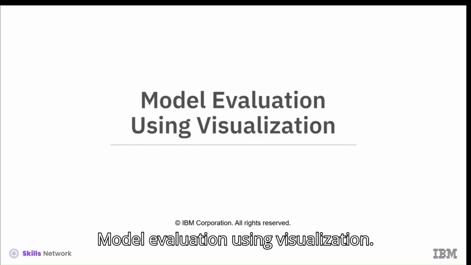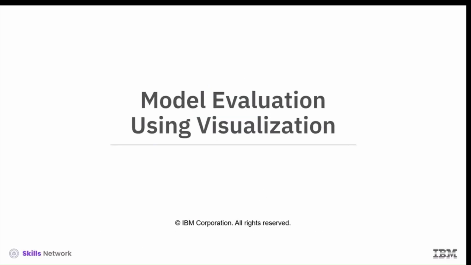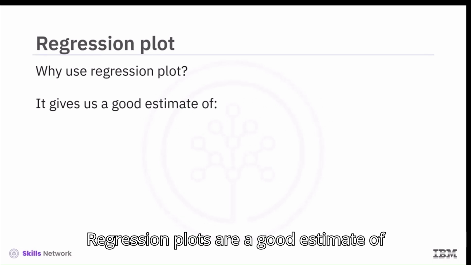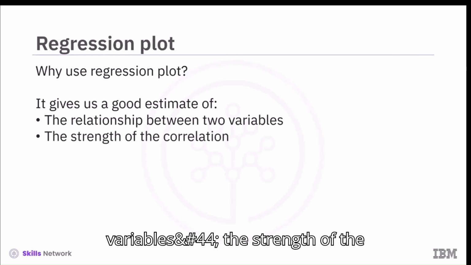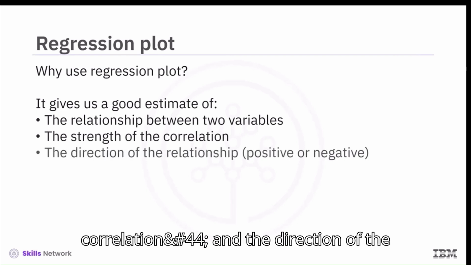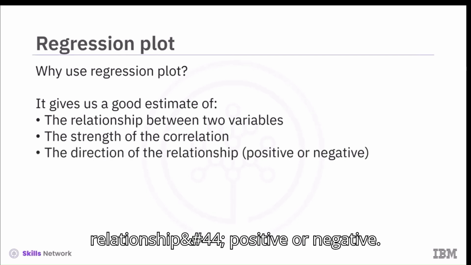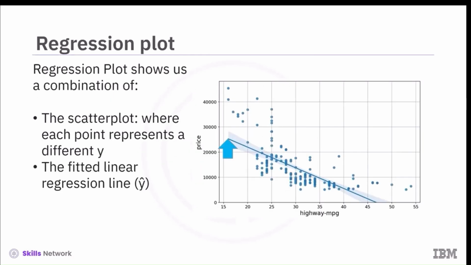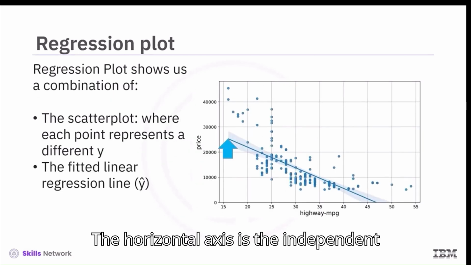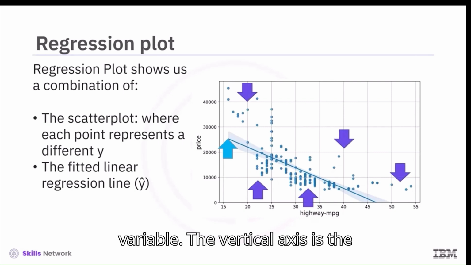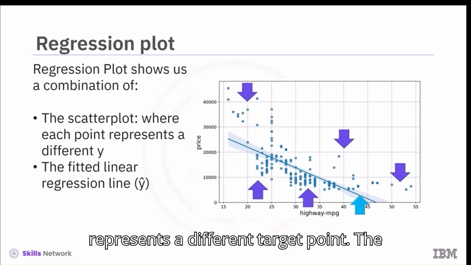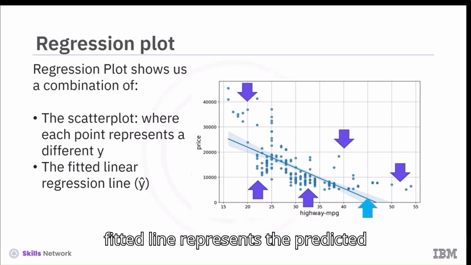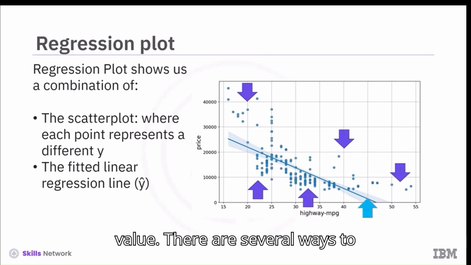Model evaluation using visualization. Regression plots are a good estimate of the relationship between 2 variables, the strength of the correlation, and the direction of the relationship, positive or negative. The horizontal axis is the independent variable. The vertical axis is the dependent variable. Each point represents a different target point. The fitted line represents the predicted value.